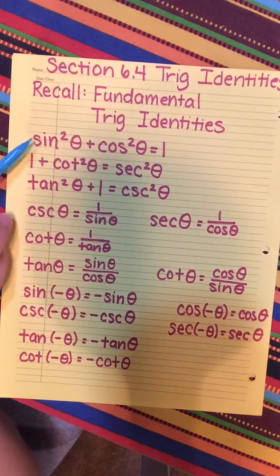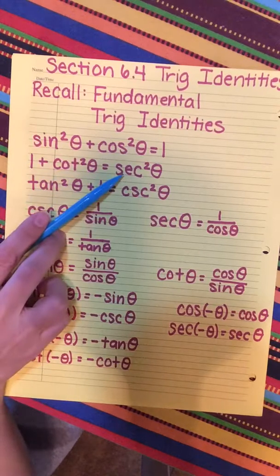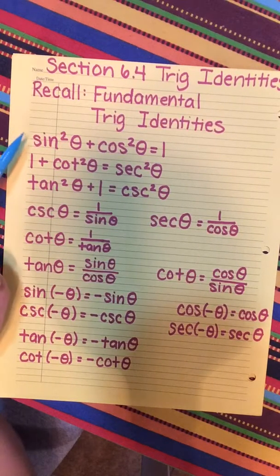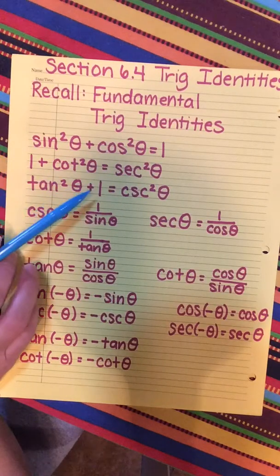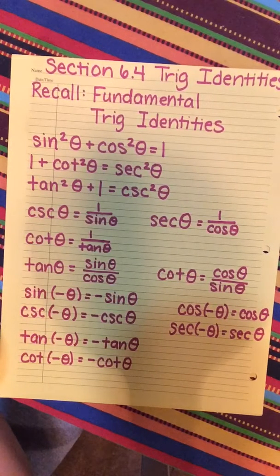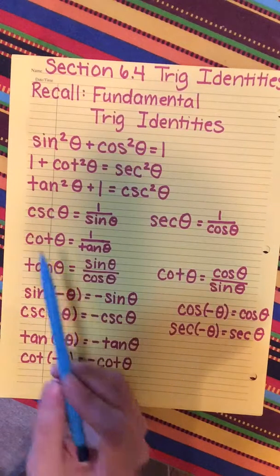Then if you divide all three pieces of that by sine squared of theta, you get 1 plus cotangent squared of theta equals cosecant squared of theta. Or if you were to divide each of those by cosine squared, you would get tangent squared of theta plus 1 equals secant squared of theta. All right. A few other fundamental trig identities.